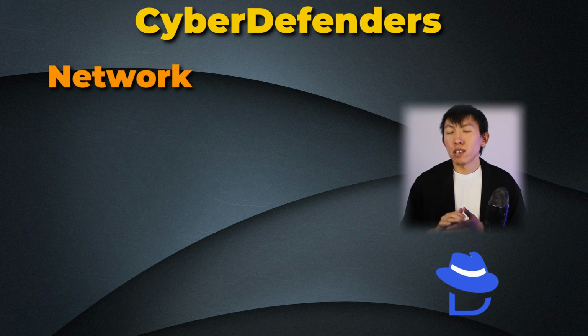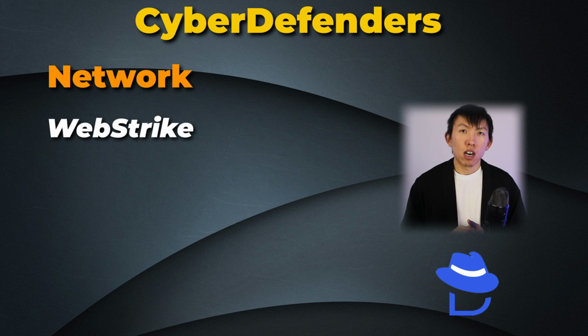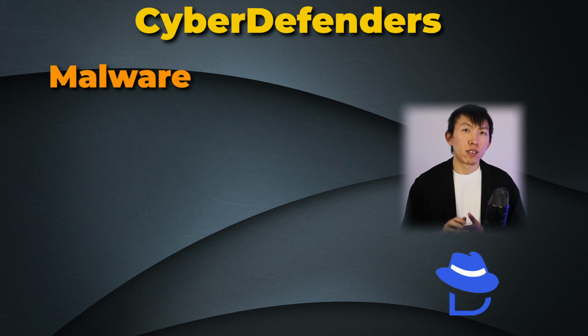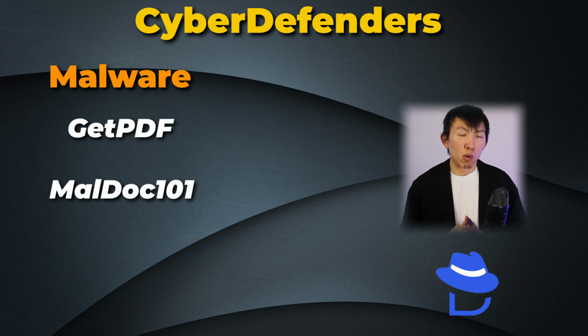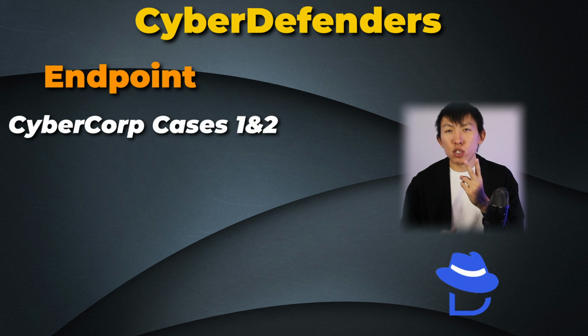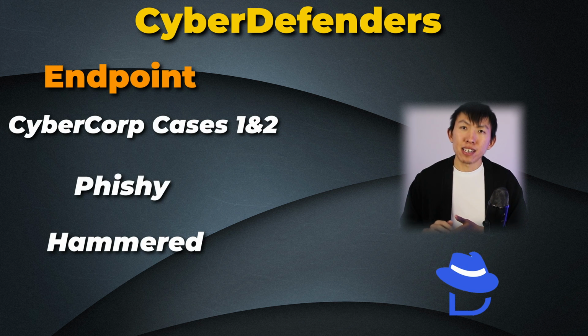Let's begin with CyberDefenders. For network, we can look into labs such as WebStrike, Hawkeye, or Nuke the Browser. For malware, we can look into GetPDF, MalDoc 101, or Obfuscated. Most of the challenges on CyberDefenders focus on forensics when it comes to the endpoints. And although the SOC is not expected to perform forensics, it is always a good idea to be exposed to it and try it out. When it comes to endpoints, you can look at CyberCorp cases, both 1 and 2, also Fishy and Hammered.